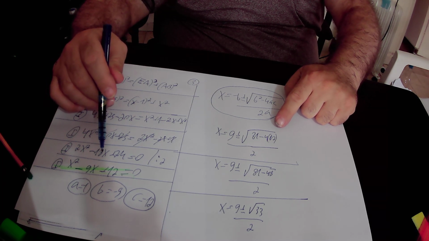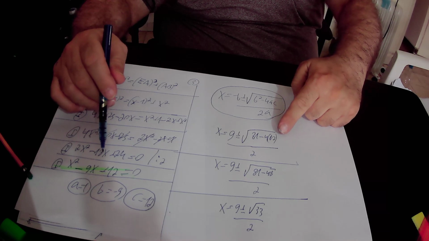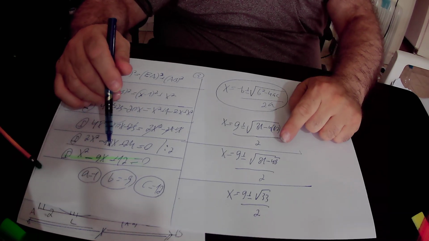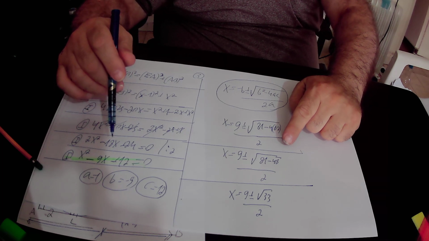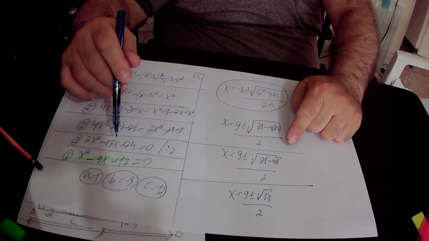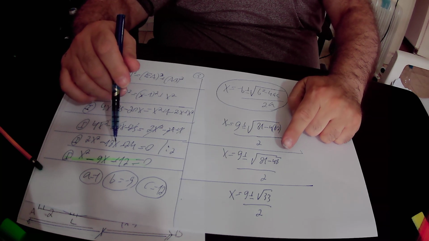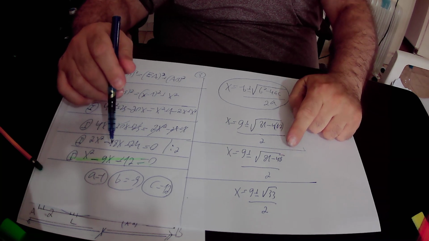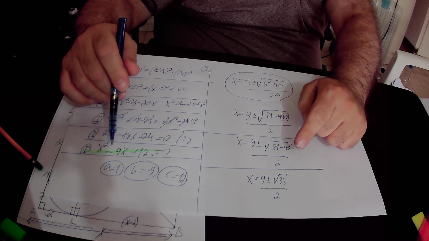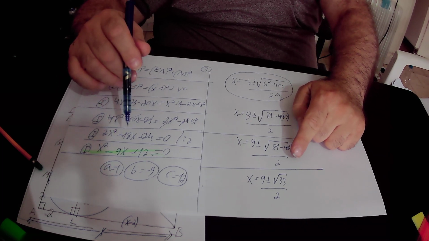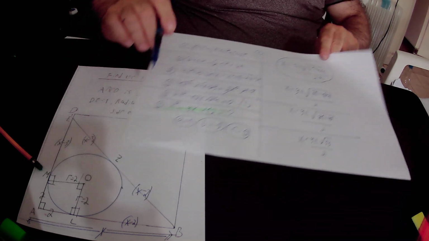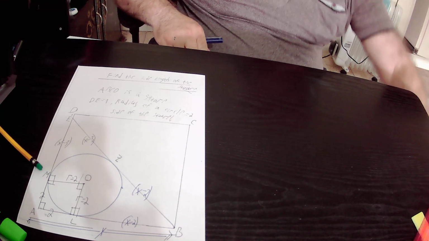So it is minus 4 times 12 over 2a. A is 1, so 2 times 1 is 2. x equals 9 plus or minus the square root of 81 minus 4 times 12, which is minus 48, over 2. So x equals 9 plus or minus the square root of 81 minus 48, which is 33. So inside the root we are left only with 33 over 2. Here we have two possible solutions for x.